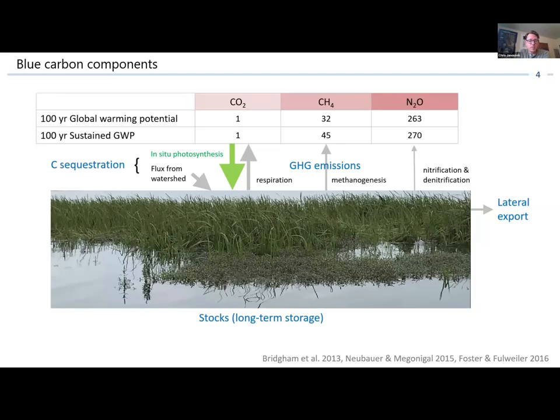So on the very bottom, we have our stocks. This is the long-term storage of carbon in these ecosystems that we often measure with cores. And by long-term, we usually mean century to millennial scales.